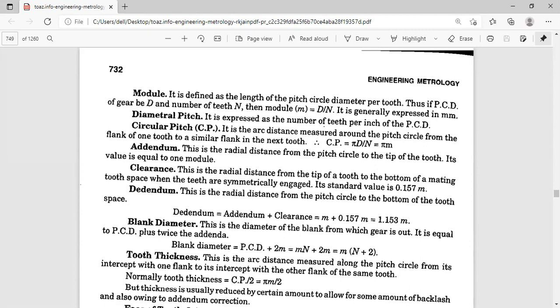Circular pitch can also be defined as the arc distance measured around the pitch circle. What I mean to say is, it is measured from the flank of one tooth to the similar flank in the next tooth. So what is flank actually? In the case of screw threads, before, in the AU syllabus, we used to deal with screw threads first and then gear, but it has changed. We can have the flexibility, but what is flank actually?